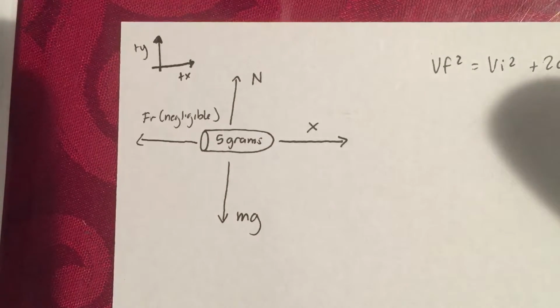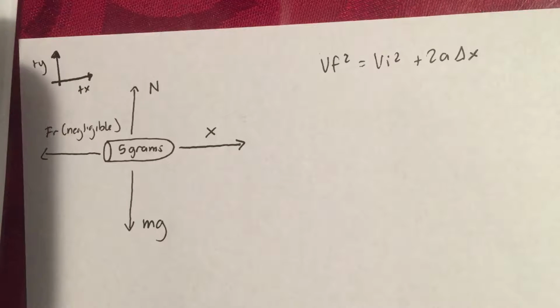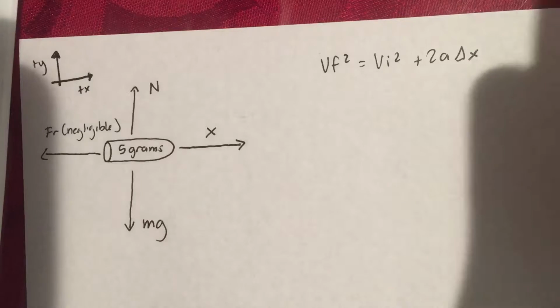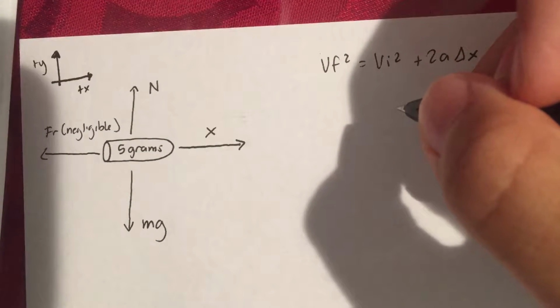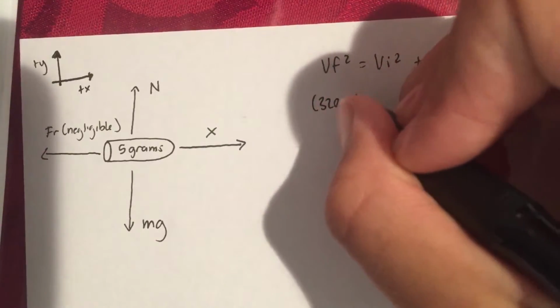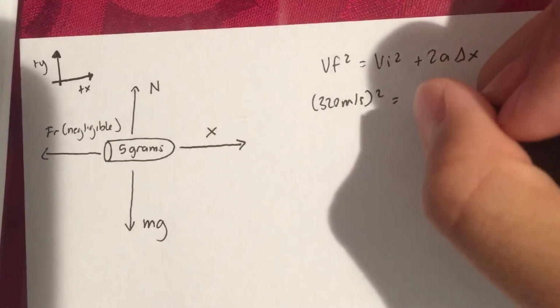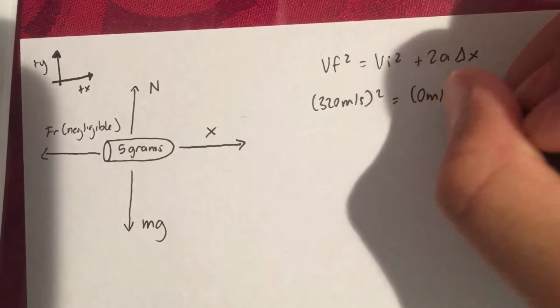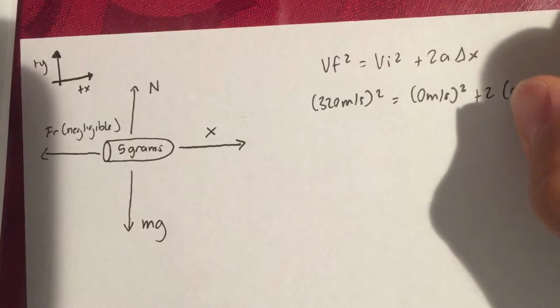The reason this is a hard problem is that we first need to use a kinematic equation to find the object's acceleration before we find the force pushing on it. So the first thing we need to do is plug in the values. The final velocity is 320 meters per second, so 320 squared. It started from rest, so its initial velocity is 0 meters per second, squared, and then plus 2, we don't know the acceleration.